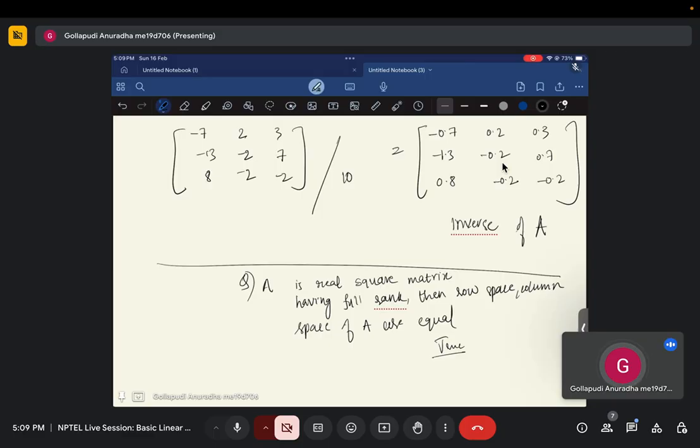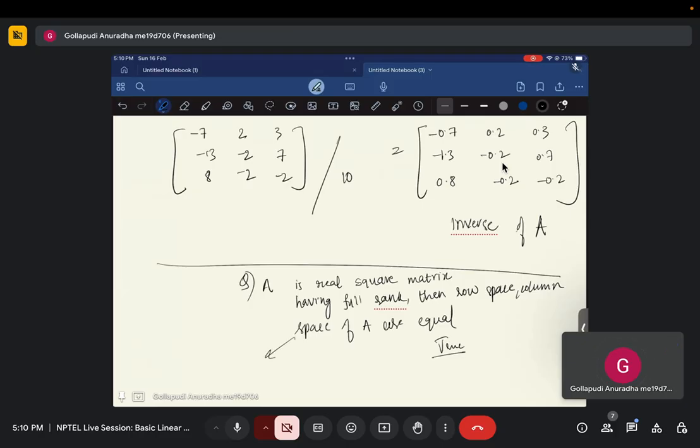So if you are getting a square matrix and it is full rank, meaning you are getting 3 pivots, then the row reduced echelon form of capital A is going to be the identity matrix because it is full rank. I think this will be true only if it is symmetric, no?